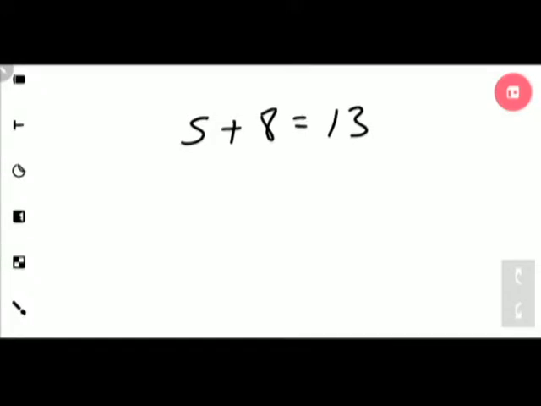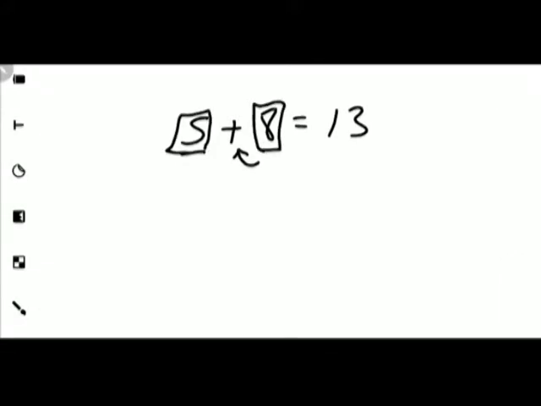But what I want to talk about here is what we are actually doing. We are taking in this equation, we are taking a positive 5 and a positive 8, and we are adding them together. This part and this part are values, integers, numbers, whatever you want to call it. This is going to be your operation. This is what you're doing with these values.